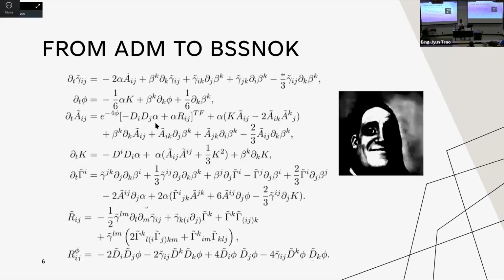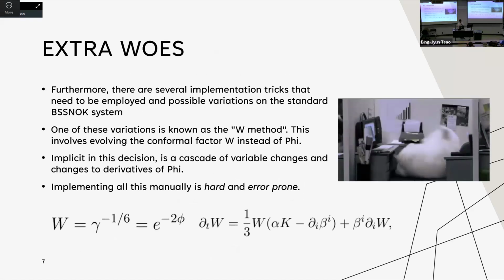For instance, this term here is taking covariant derivatives with respect to the physical metric, but what you really want to do is rewrite this in terms of your conformal metric and so on, right? So we also get some extra woes. It's not just a simple matter of writing the equations down and everything will just work. There are lots of tricks and subtleties involved in this, right?